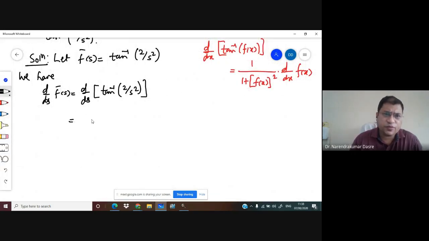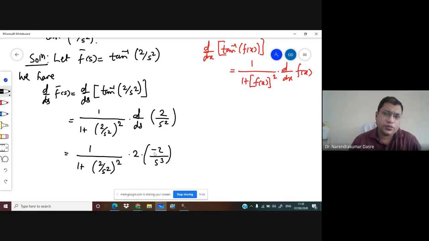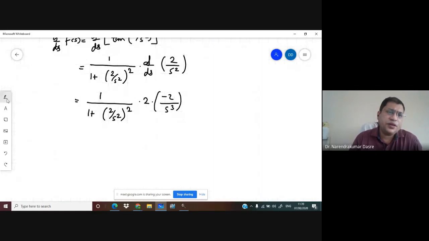If we apply the formula, what we'll get is 1 upon 1 plus 2 by s square, whole square, and d by ds of 2 upon s square. This 2 is a constant, and then the derivative of 1 upon s square is minus 2 upon s cube. Please be careful here, we are taking the derivative. Now we simplify this.